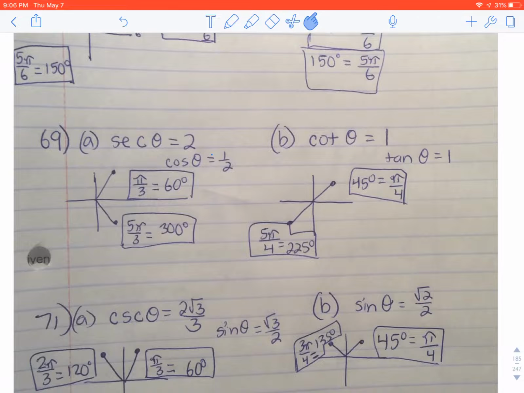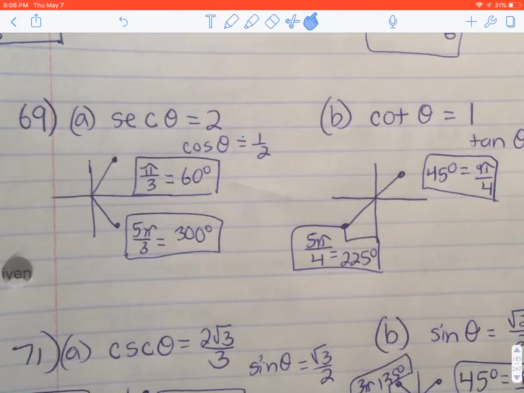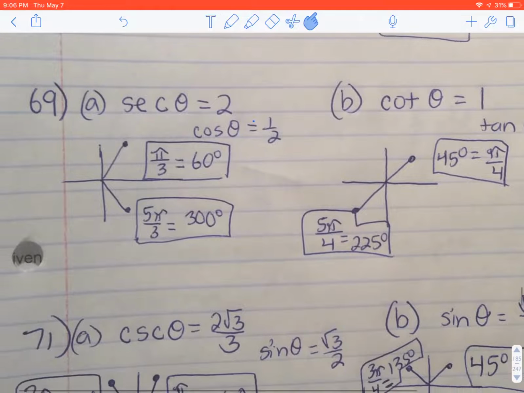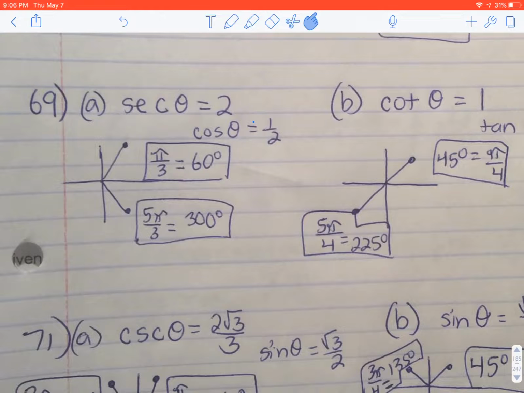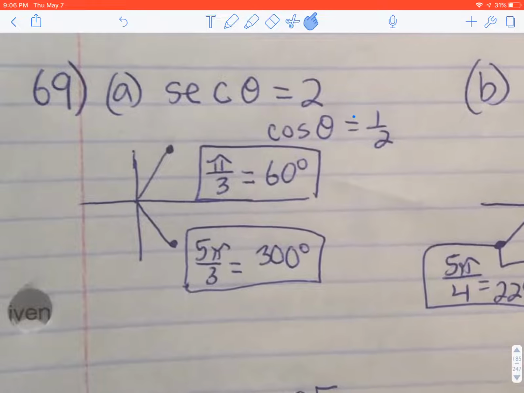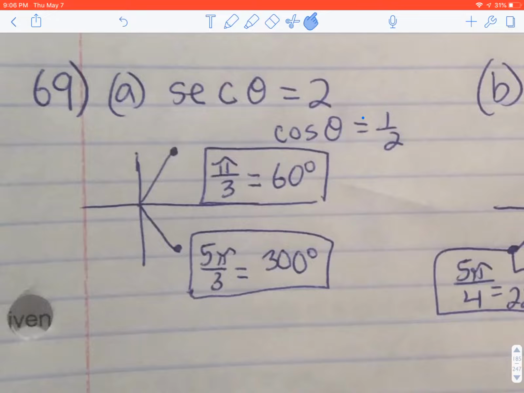69, letter A, gives you secant theta, which is 2. Which is the same thing as cosine theta, which is 1/2. So again, you're asking yourself, where on the unit circle is our cosine theta going to be positive 1/2? So right here, you're going over positive 1/2. And right here, you're also going over positive 1/2. So those are our two places where you're going to have positive cosine values. So pi over 3, which is 60 degrees, and then 5 pi over 3, which is 300 degrees.